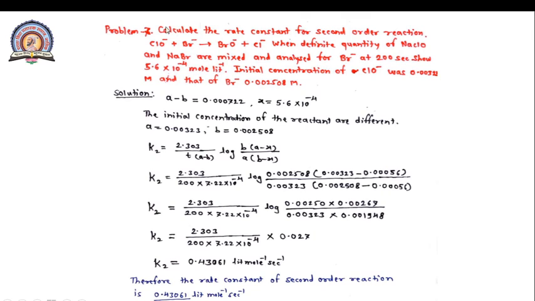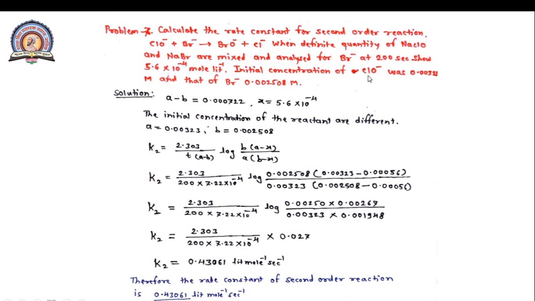Then next problem: calculate the rate constant for a second order reaction. The reaction given is ClO minus plus Br minus giving BrO minus plus Cl minus, and these are all ionic species. When definite quantities of NaClO and NaBr are mixed and analyzed for Br minus at 200 seconds, it shows 5.6 into 10 raised to minus 4 mole per liter.